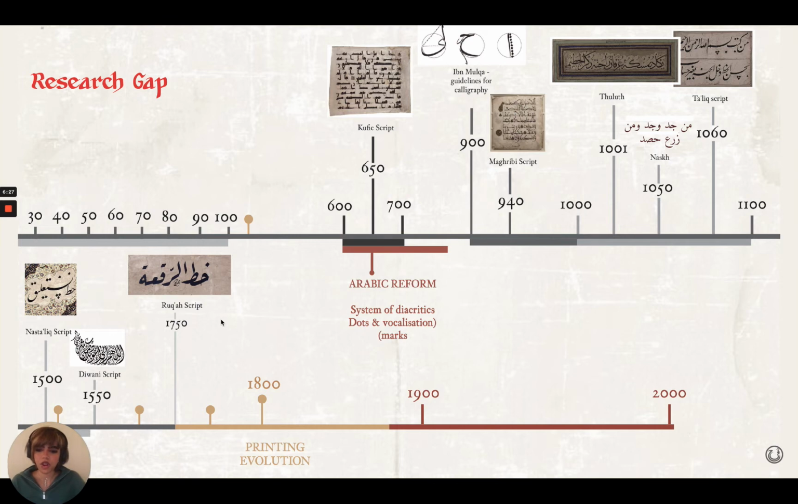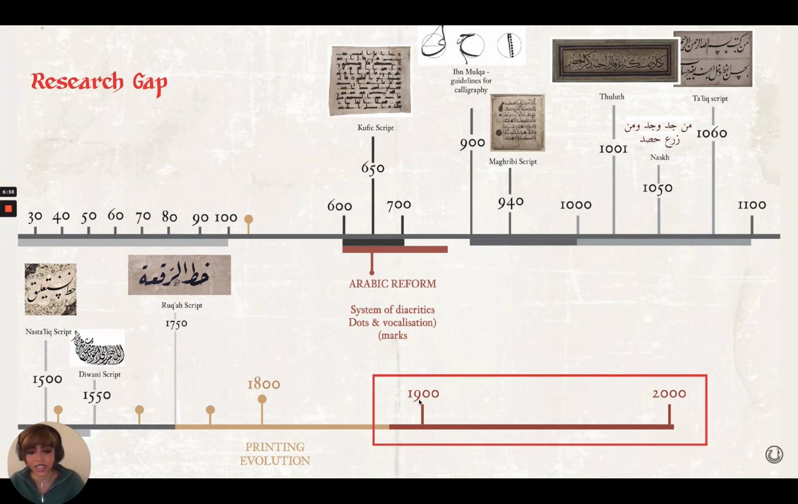This is just to identify where my historical research sits. Here was the first Arabic reform, the ones that I just shared with you, and after that there was more evolution of the calligraphic styles of the Arabic. Between the 1800s, that's where printing evolution was most highly expanded, and that led to the reform that my research highlights, which is in the 20th century.